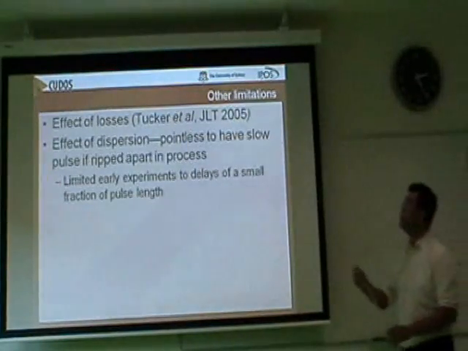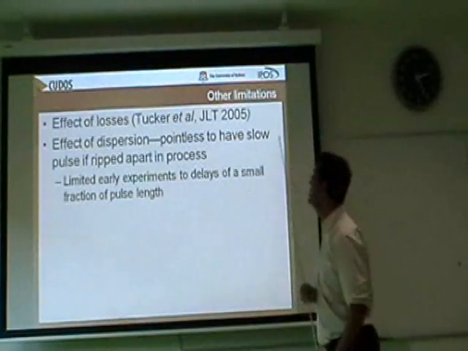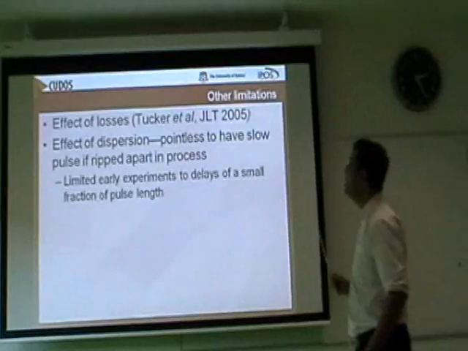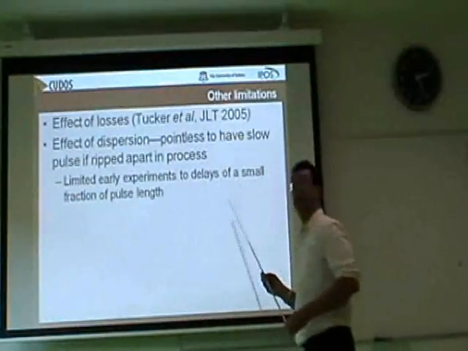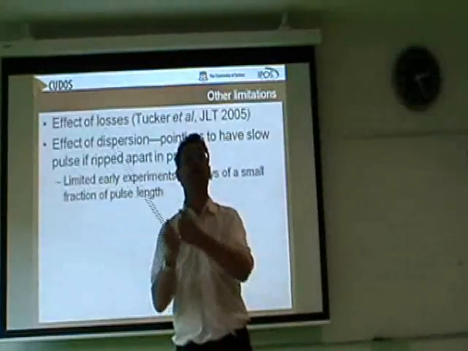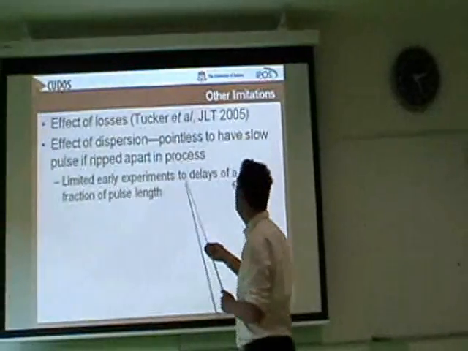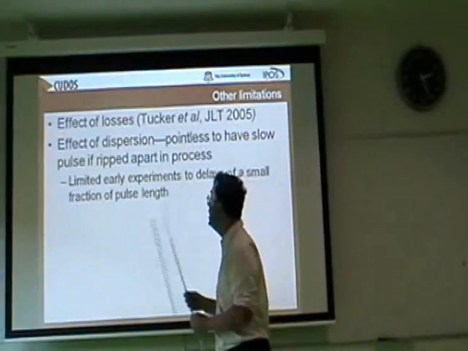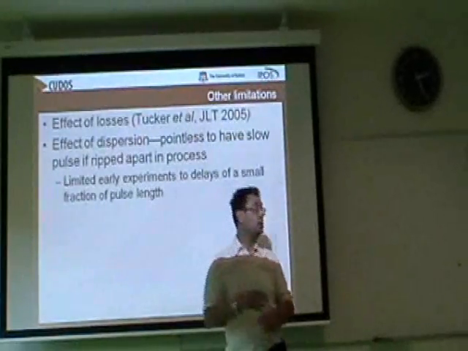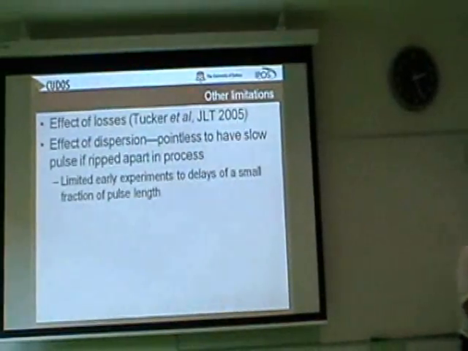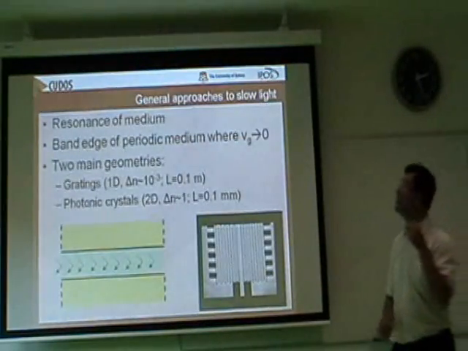There are other limitations, the effect of losses, and my colleague Rob Tucker from Melbourne has written some key papers there. There's an effect of dispersion, which I will be talking about in particular. It's pointless to delay something if the thing is ripped apart by dispersion along the way, right? So you have to do very careful dispersion management, and this is the reason that in some of the early work, these fractional delays were rather limited.